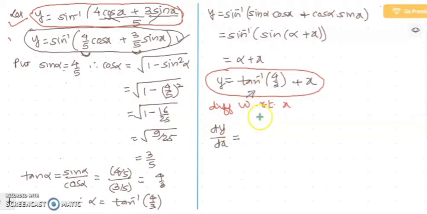D by dx of tan inverse 4 by 3 is 0, because normally tan inverse x's derivative is 1 upon 1 plus x square is what comes to our mind while finding this derivative. But remember, tan inverse 4 by 3 is a constant, and therefore constant's derivative is 0. Plus derivative of x is 1. Normally students make the mistake of writing the derivative of this term as 1 upon 1 plus 16 by 9. So that's wrong. So remember, you shouldn't make that mistake.